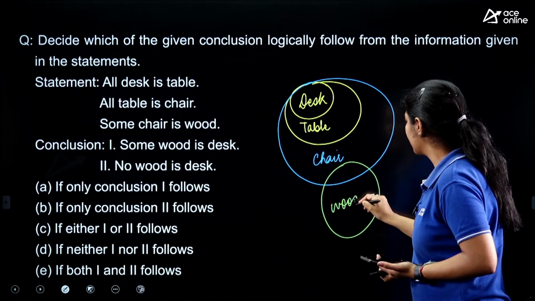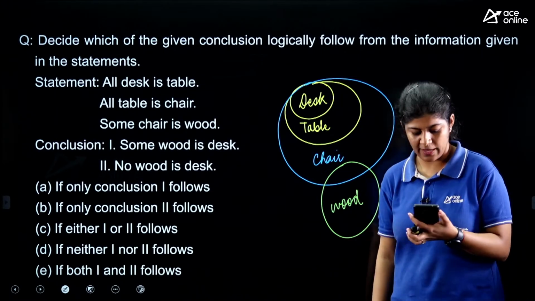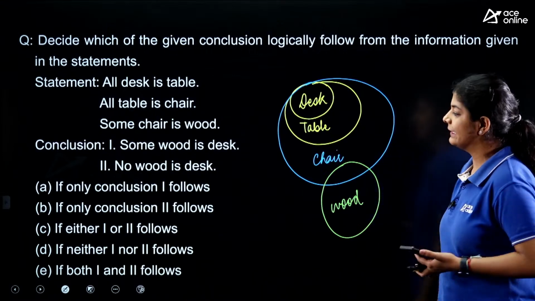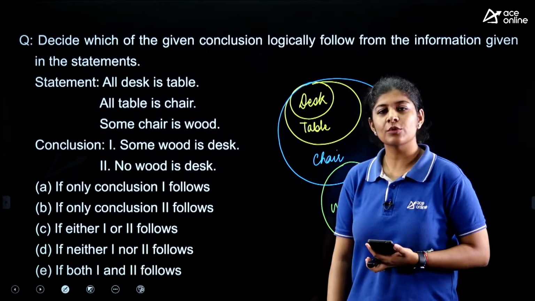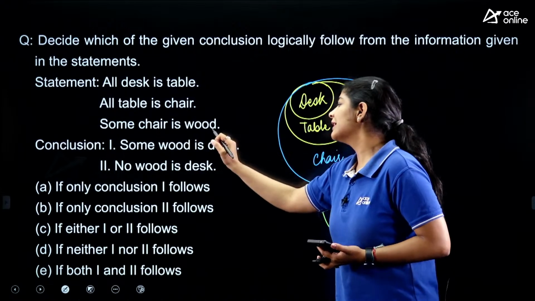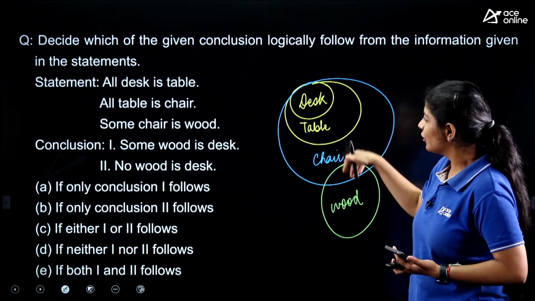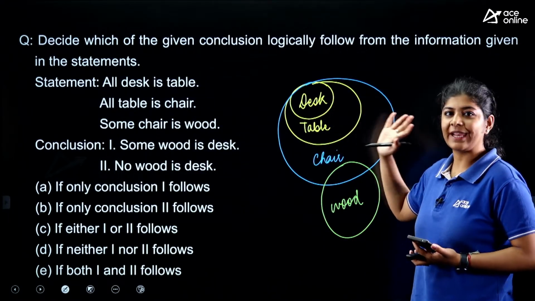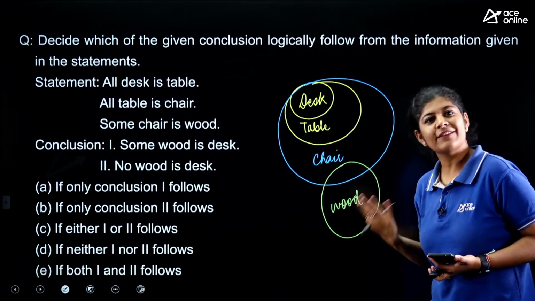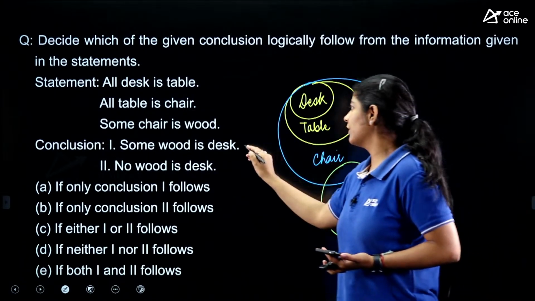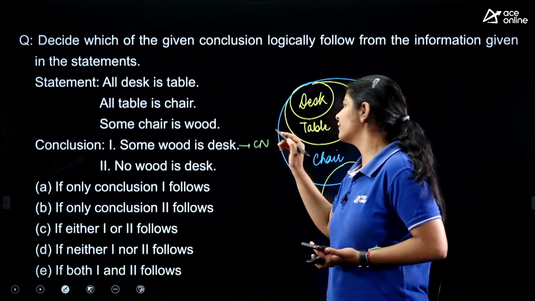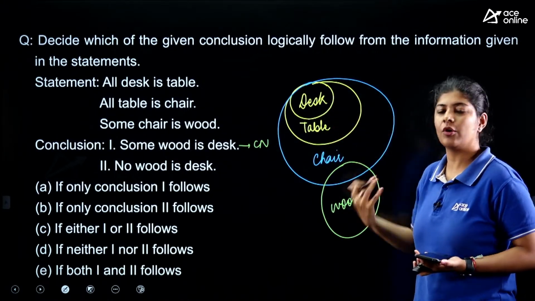This is my basic diagram. Fighter C. Let's see. Okay. So the question is saying that some wood is a desk. Wood, desk. Do we have any direct or indirect relation over here? No. So can we say anything regarding this one? No. We can't say anything because we don't know whether they are connected or not.